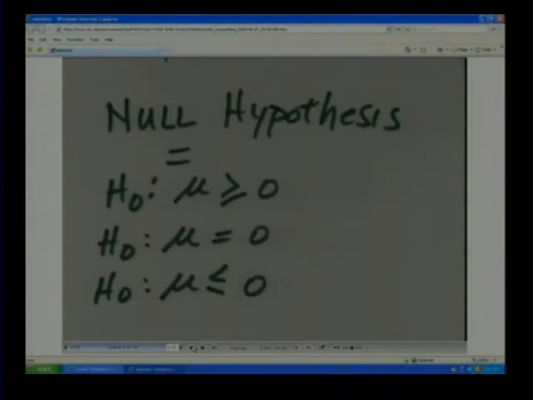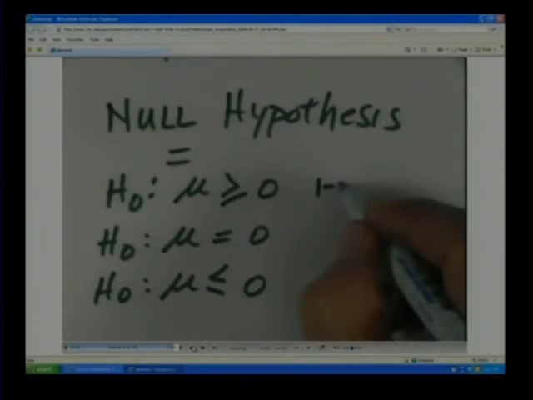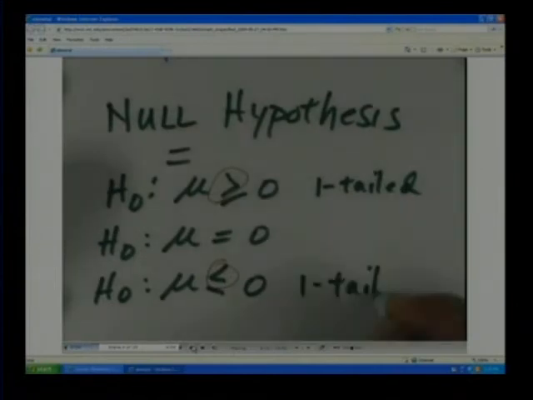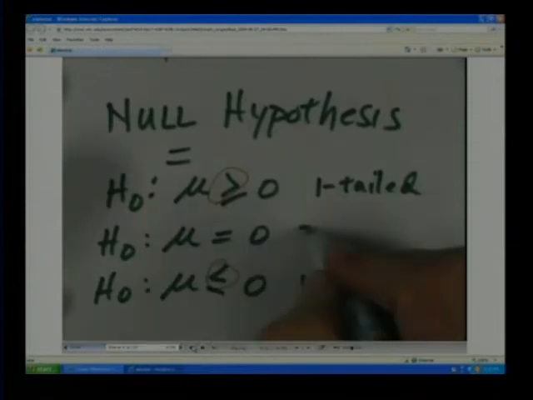Now it turns out that these are different types. This is a one-tailed because it specifies a direction. That's what this greater than sign says, that that's the direction. The direction is here with the less than sign on this one. So this is also going to be a one-tailed. Since we do not specify a direction, this one is called a two-tailed.